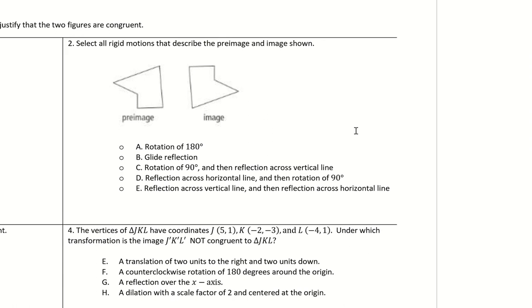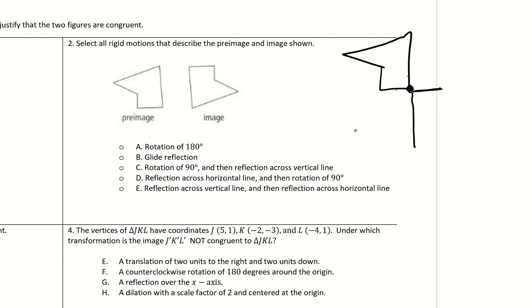Select all rigid motions that describe the pre-image and image shown. Okay. So first off, in order to get from here to there, that's what we want to do. Let's check part A. Rotate 180. So if I were to take that and rotate it 180, then this is going to go over here, and that's going to be 180. Then if I rotate this, then that will be over here. That makes it 180 degrees, right?